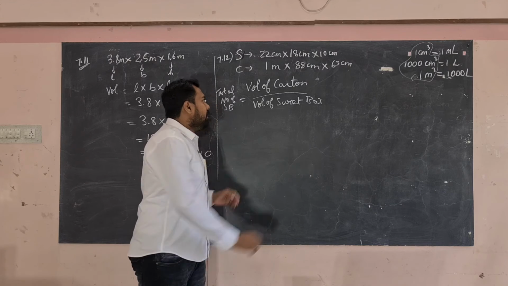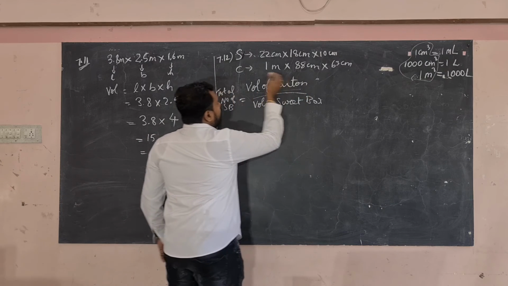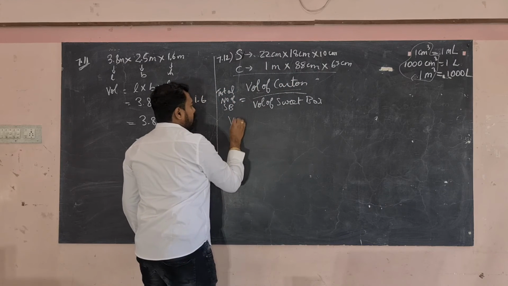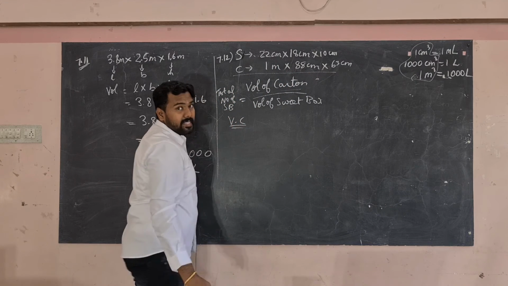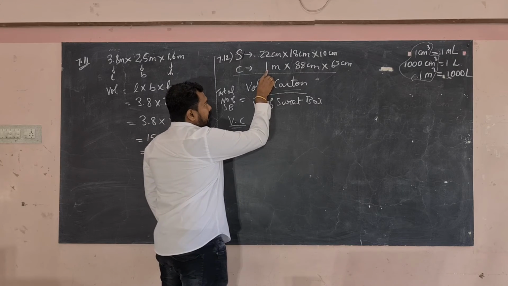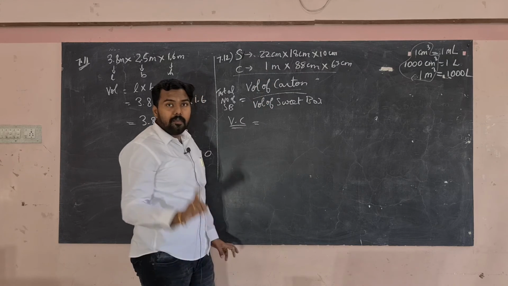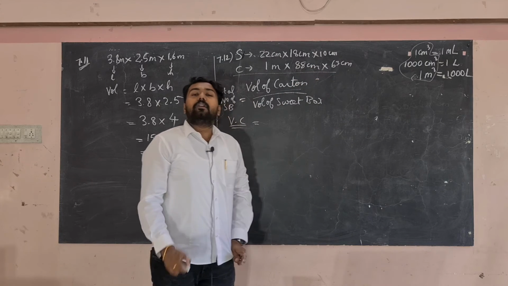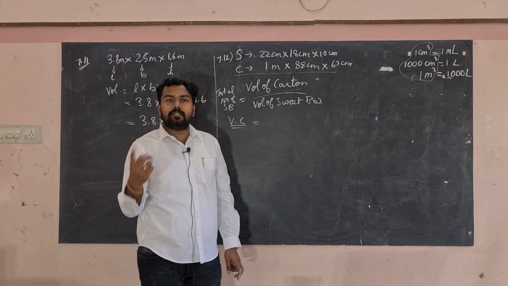Okay, first we will find volume of carton. So volume of carton பார்க்கும்போது அதோட டைமென்ஷன் பாருங்க. Okay, I am going to write it as VC. Okay, here L is 1 meter. மீதி எல்லாம் எப்படி இருக்கு பாருங்க, சென்டிமீட்டர் சென்டிமீட்டர். What we have to do, we have to convert the meter into centimeter.